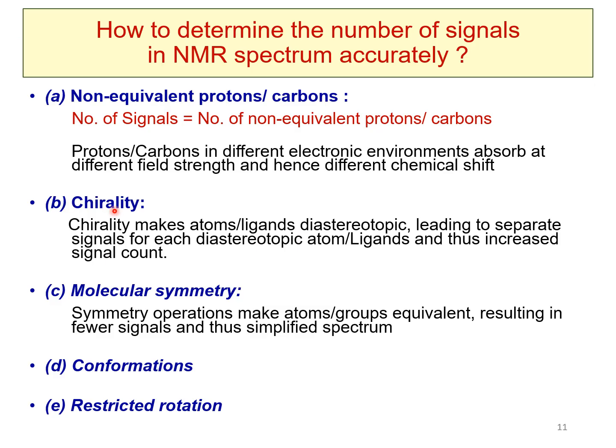Apart from chirality and molecular symmetry, there are 2 more factors which affect the number of signals in an NMR spectrum. We will discuss conformation and restricted rotation in the next video.